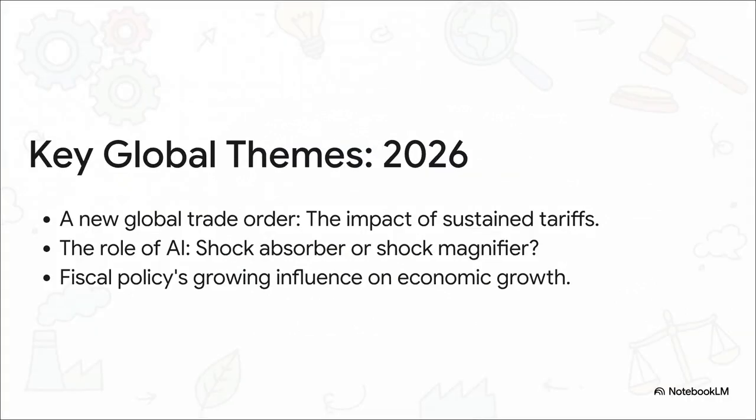And this isn't just some abstract theory. Take a look at these. These are real-world predictions for 2026. We're talking about a whole new global trade order because of tariffs. We're asking if AI is going to be a shock absorber or if it's just going to make things even crazier. And then there's the huge influence of government spending. These are the exact kinds of huge, messy forces we need a system to make sense of.